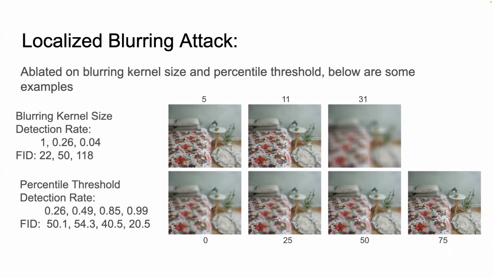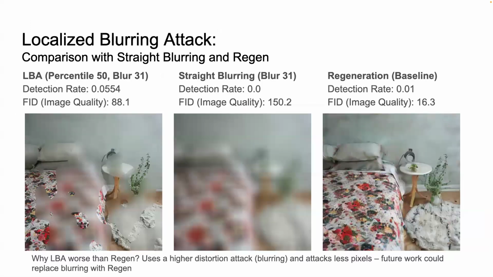First, we ablated on blurring kernel size. You can see as we increase the kernel size, more of the image is destroyed. And then we ablated on percentile thresholds. And you can see as the threshold gets higher and higher, less of the image is attacked. So then for comparing our attack against the two baselines, we see that it has similar detection rate to straight blurring, but a significantly better FID, or in other words, image quality.